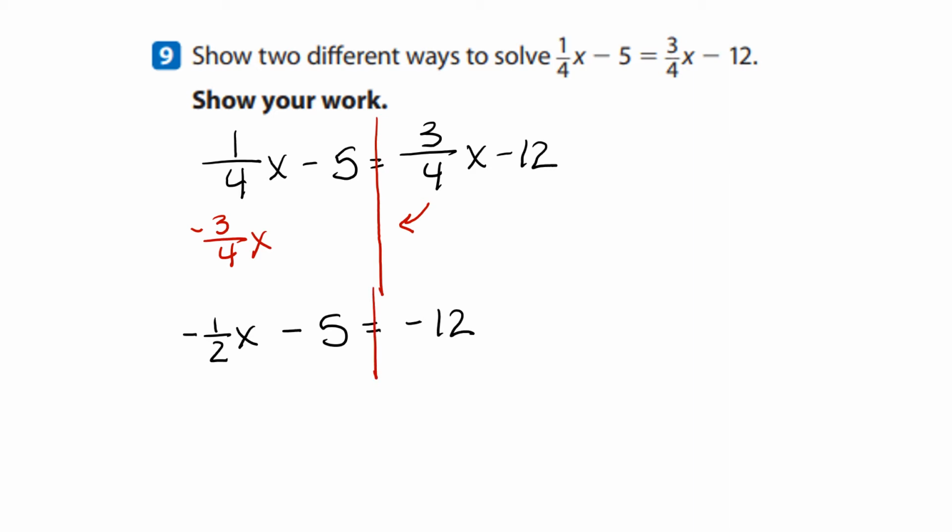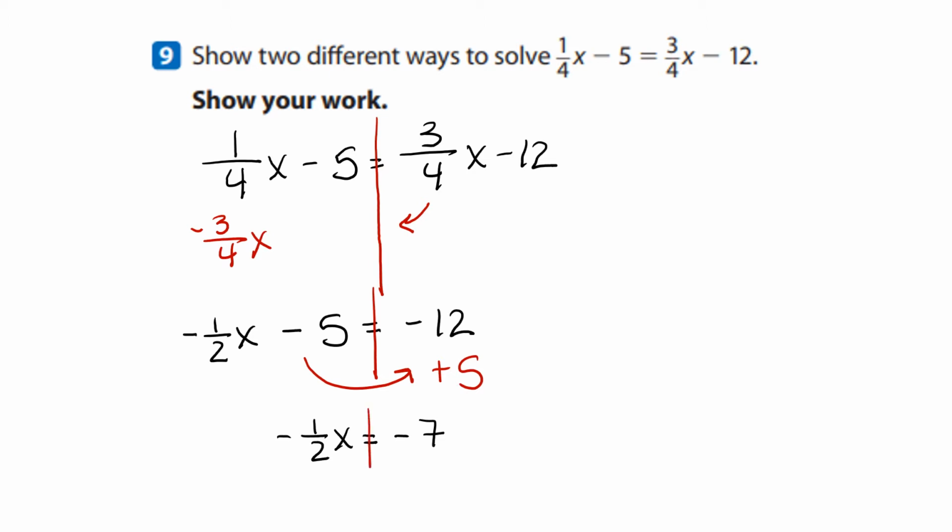To combine our next pair of like terms, we're going to combine the 5 and the 12. We do the opposite of a minus 5, we do a plus 5. The negative 1/2x stays the same. Negative 12 plus 5 is going to give us a negative 7.